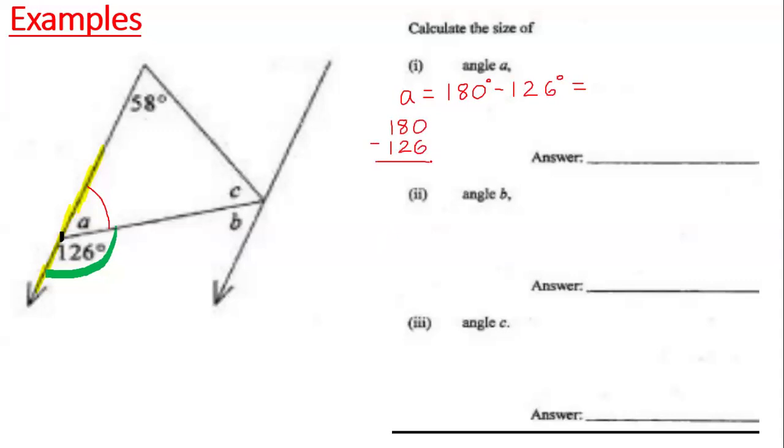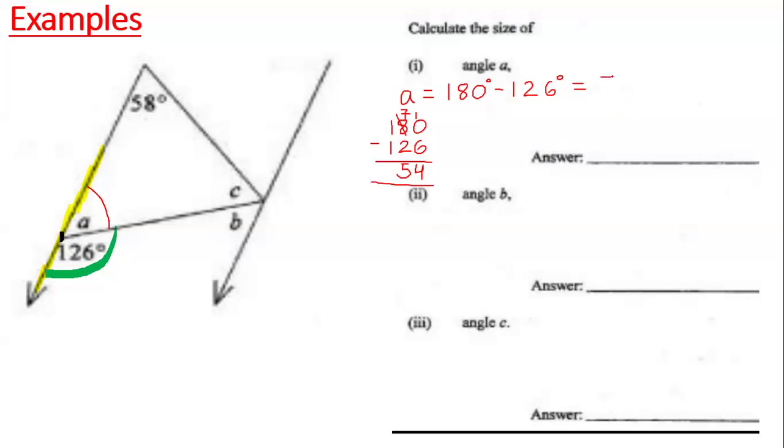We have 0 minus 6, which we can't do. This becomes 7. Then we have 10 minus 6, which is what? 4. 7 minus 2, which is 5. So this is going to be what? 54 degrees.